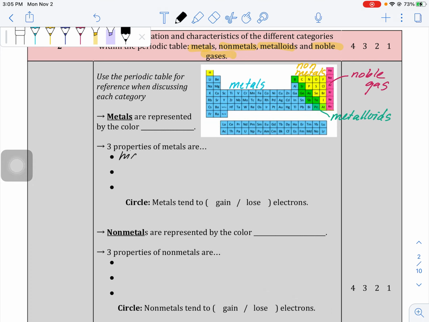One of the biggest things people think about with metals first is that they are shiny or reflective. And one thing we talked about was that they are malleable, or bendable, right? I can bend and shape those metals. They don't snap or break easily. They can be molded. And then we also talked about them being good conductors.